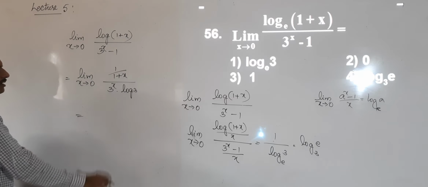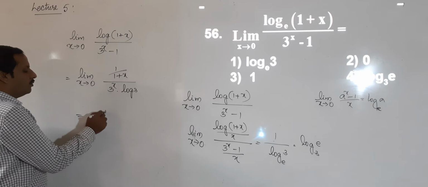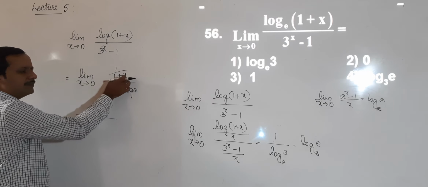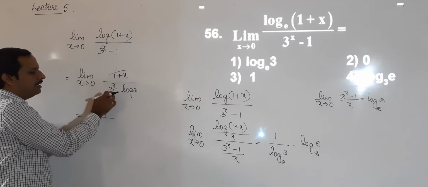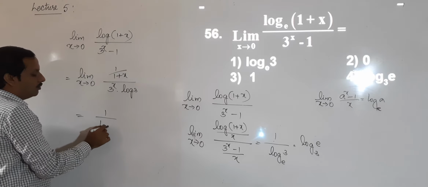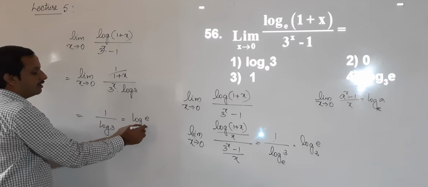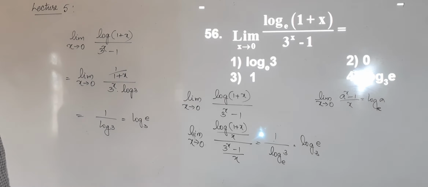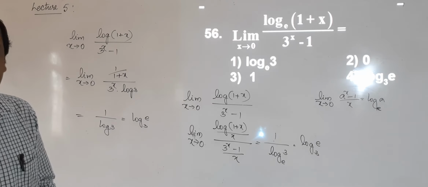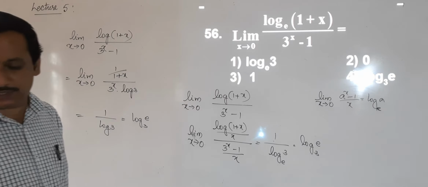Put x as 0, apply the limit as x tends to 0, we get 1 by 1 plus 0, that is 1 by 1, which is 1. Here 3 power 0 is 1 into log 3. Take it to the numerator, it will become log e to the base 3. So the fourth option is the answer. I have given you two methods, whichever is easy, you follow that.